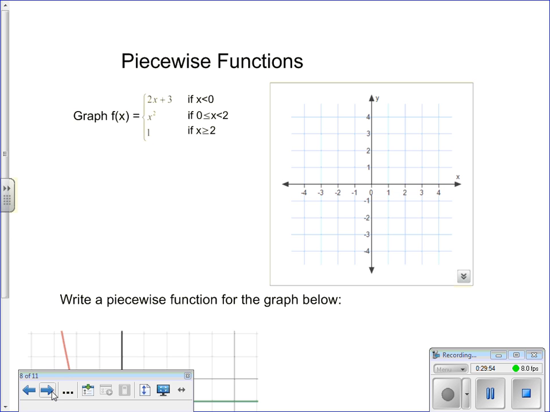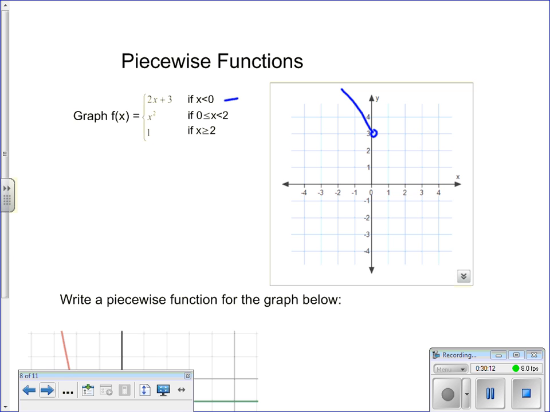So if I were to graph this, everywhere x is less than 0, it's the line 2x plus 3. That means it does not go through 3, because it's less than that, and has a slope of 2.